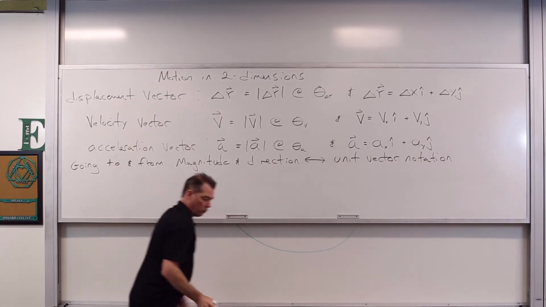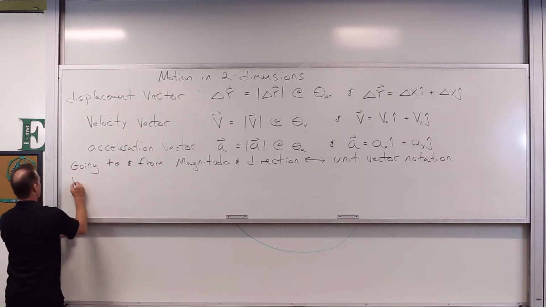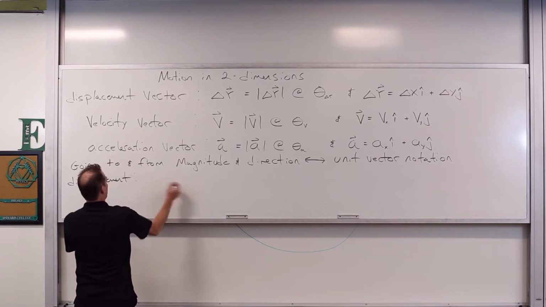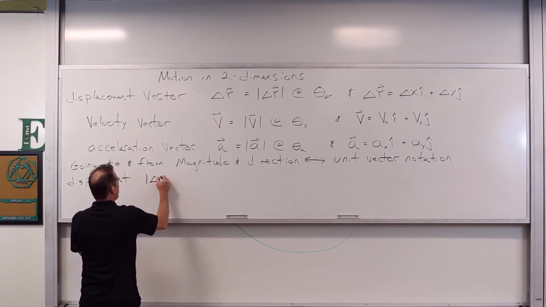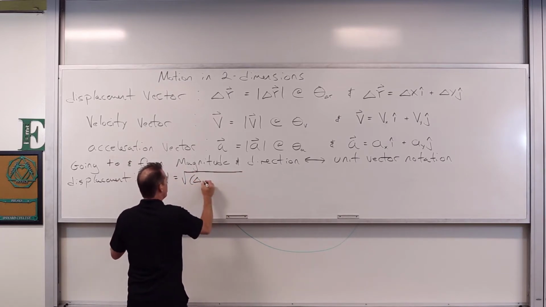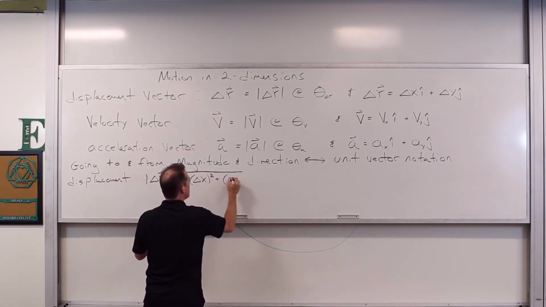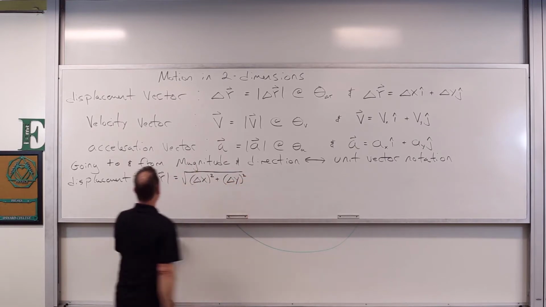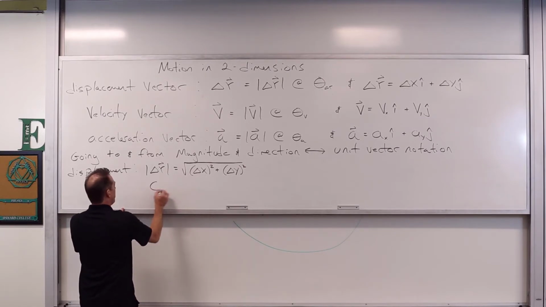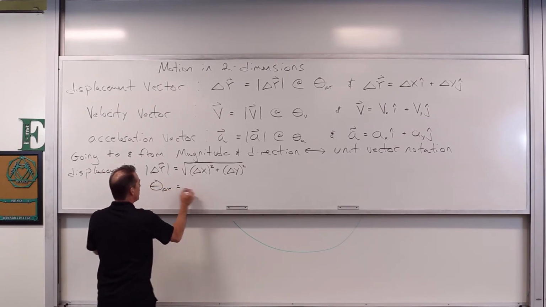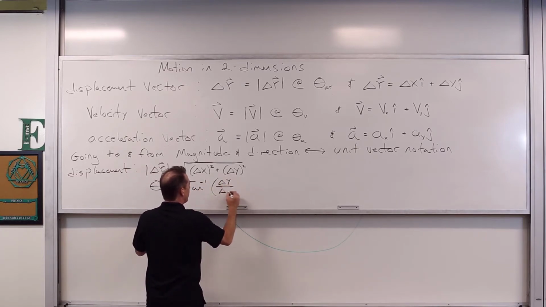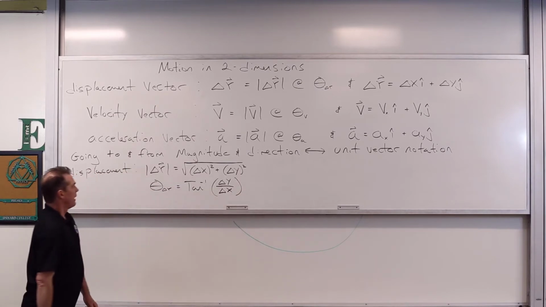just in general, for displacement, we've got that the magnitude of delta r hat is equal to the square root of delta x quantity squared plus delta y quantity squared. And we've also got theta sub delta r, which is going to be gotten by looking at the arctangent of the y component divided by the x component. That's good.